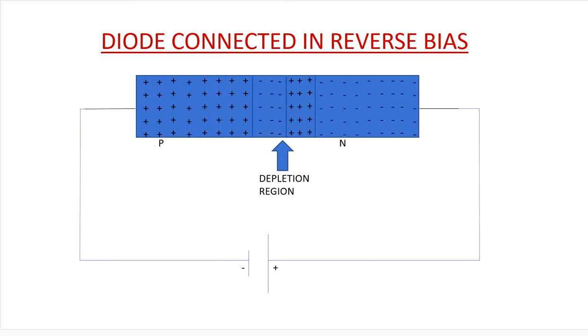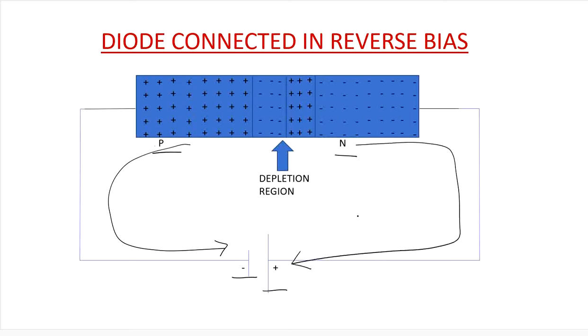When we connect the diode in reverse bias, that is the p-type semiconductor is connected to the negative terminal and the n-type semiconductor is connected to the positive terminal of the voltage source, then the positive charge carriers of the p-type semiconductor will be attracted towards this negative terminal and the negative charges of this n-type semiconductor will be attracted towards this positive terminal. And because of this, the width of the depletion region will increase. As the depletion region increases, there will be no flow of current through the diode. So under reverse bias condition, a diode doesn't allow any flow of current through it.